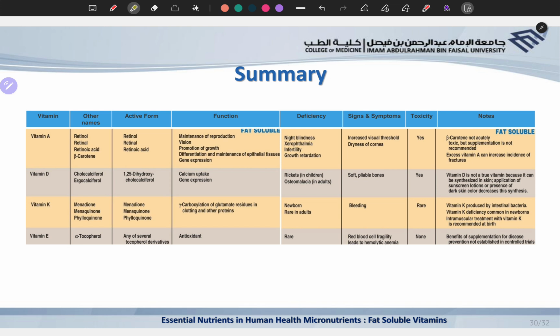Active form, I told you, retinol, retinoic acid. Active form of vitamin D, 1,25 dihydroxy. The same active form for vitamin K. Functions, already I told you, in a tabulated form. What deficiency? First deficiency to occur in vitamin A is night blindness. Yes? I thought the active form of vitamin A was retinol. No. Active form, all. Yes. Beta carotene is not the retinoid, except beta carotene.